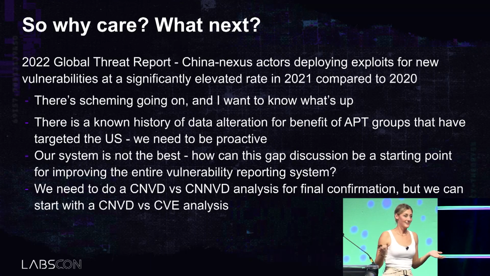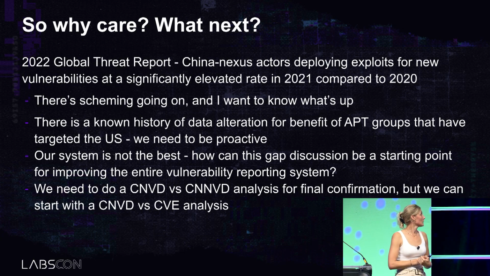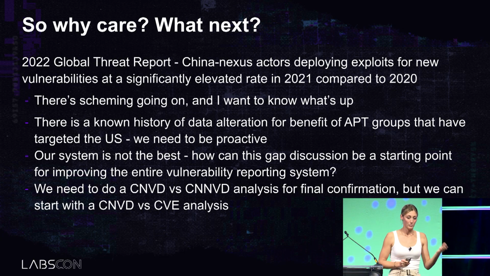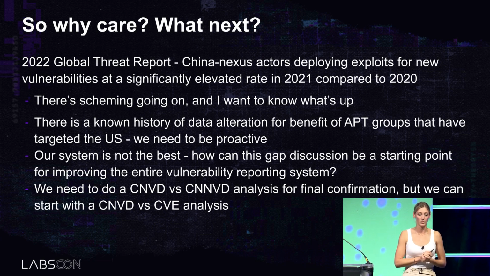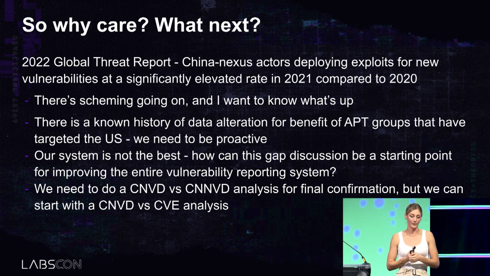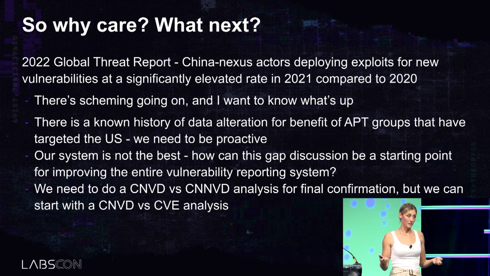And so why I think this matters and how we can go about this moving forward: CrowdStrike put out a report in 2022 for their global threat report, and it said China Nexus actors are deploying exploits for new vulnerabilities at a significantly elevated rate in 2021 compared to 2020. They're changing the types of vulnerabilities they want to go after, but they have a lot more than we do.